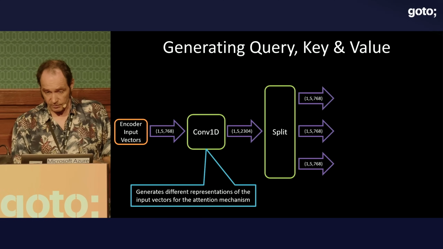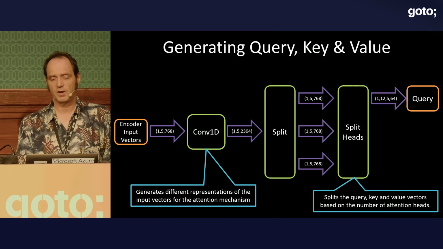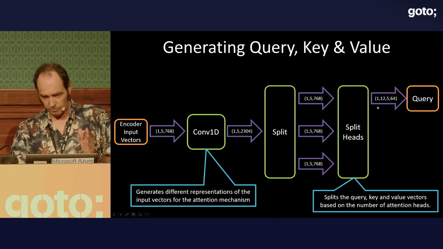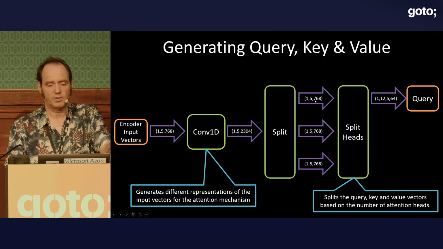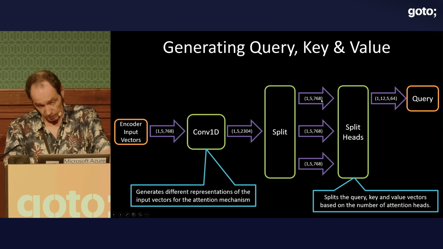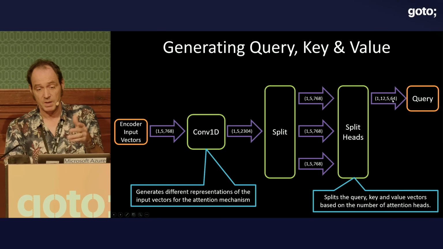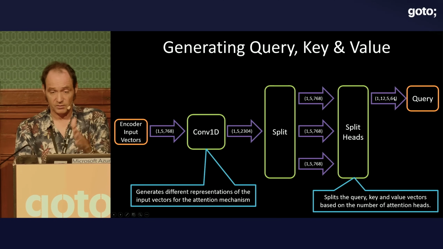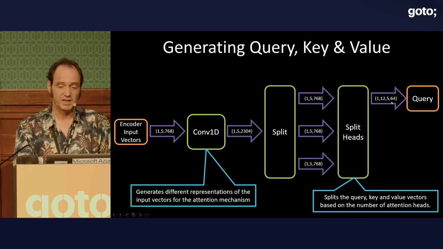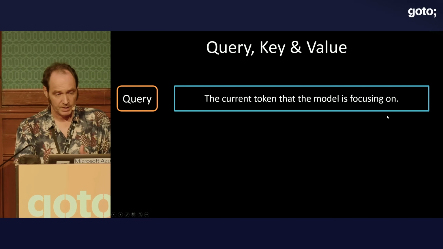So that 1 by 5 by 768 is going to be split based on the number of heads, and that is going to go to 1 by 12 by 5 by 64. What it's doing is splitting the dimension of 768 between 12, giving 12 instances of 64. So there's one batch, 12 attention heads, 5 tokens, and 64 floating point numbers in each attention for the query, the key, and the actual value.